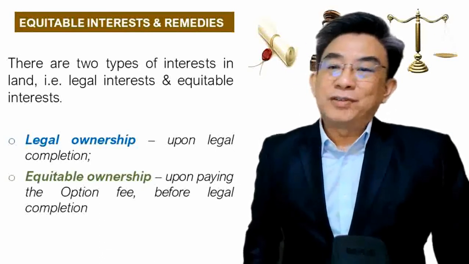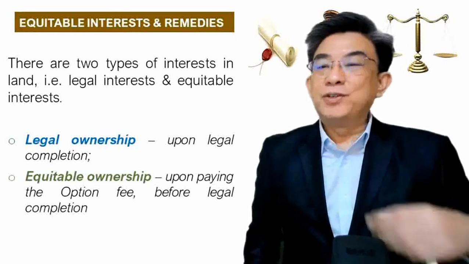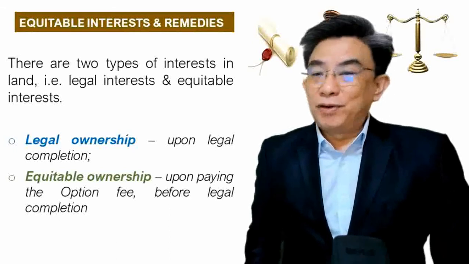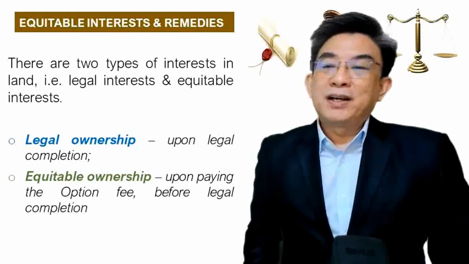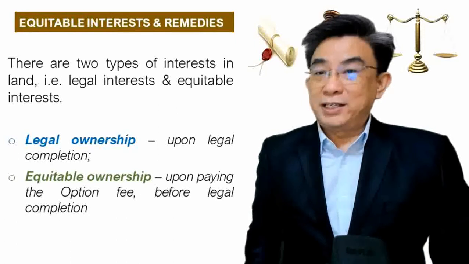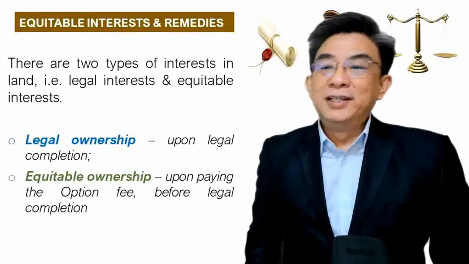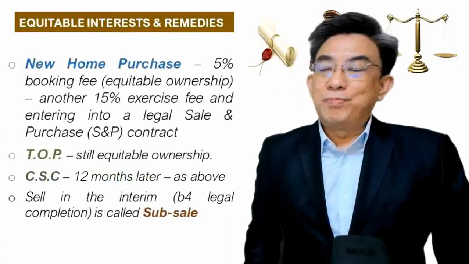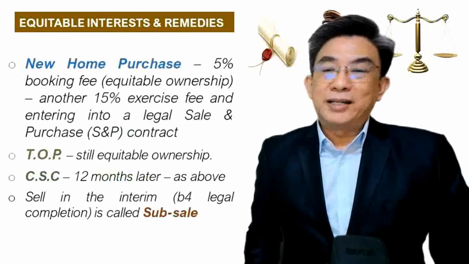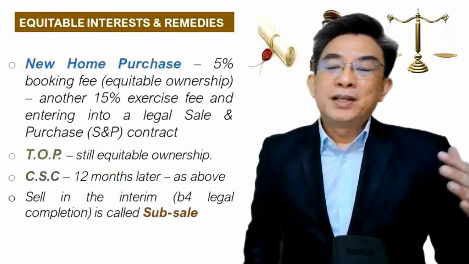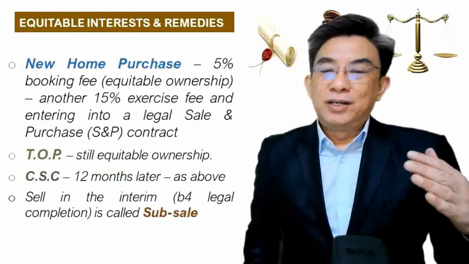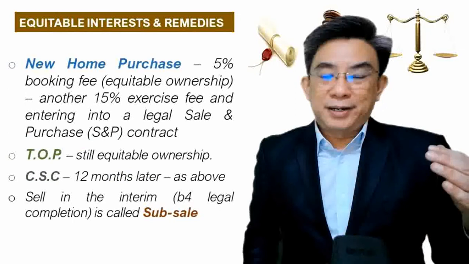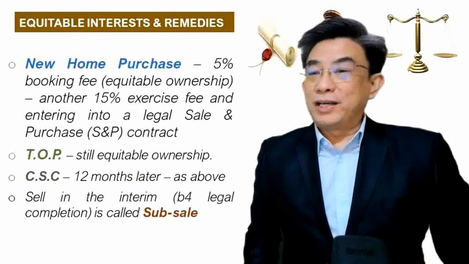Now, an example of equitable ownership will be after you have paid the option fee, for example, and then before legal completion. So in the interim, your interest is recognized by the court, the court of equity. Equity means justice and fairness. Now let's use a new home purchase as an example to understand how an equitable ownership and an equitable mortgage eventually become a legal mortgage and legal ownership.